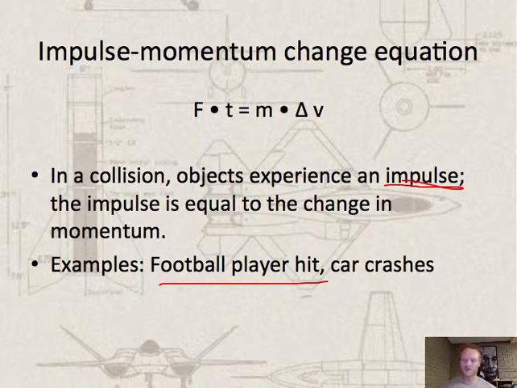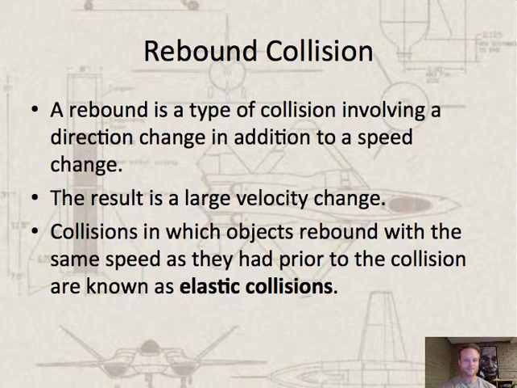If a football player is running down the field and then all of a sudden they're hit by a defensive back, that's going to cause a change in momentum. Or if you're riding in a car and someone T-bones you in an intersection, your momentum is definitely going to change. You're going to be experiencing an impulse because that car was hit by another car. Okay, so they're very similar, but not exactly the same. They're talking about two different things.